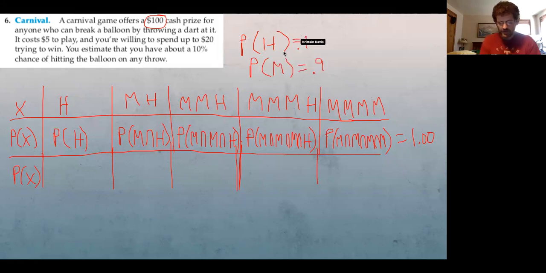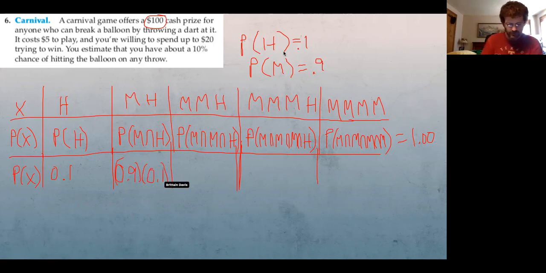All right, now we can just plug this in. They're all independent. We can just multiply them together with the multiplication rule. Probability of a hit, 0.1. Probability of miss and hit, well, 0.9 times 0.1. All right, and so on. I'm not going to write that out, but now we can actually do the math. So this is the probability here. This one would be 0.09. See if you can fill in the rest of this table with the probabilities.